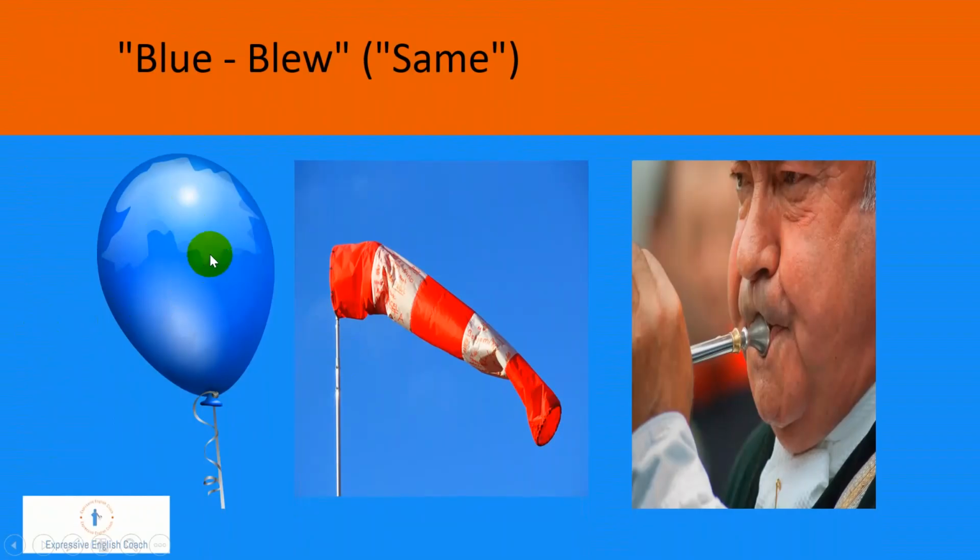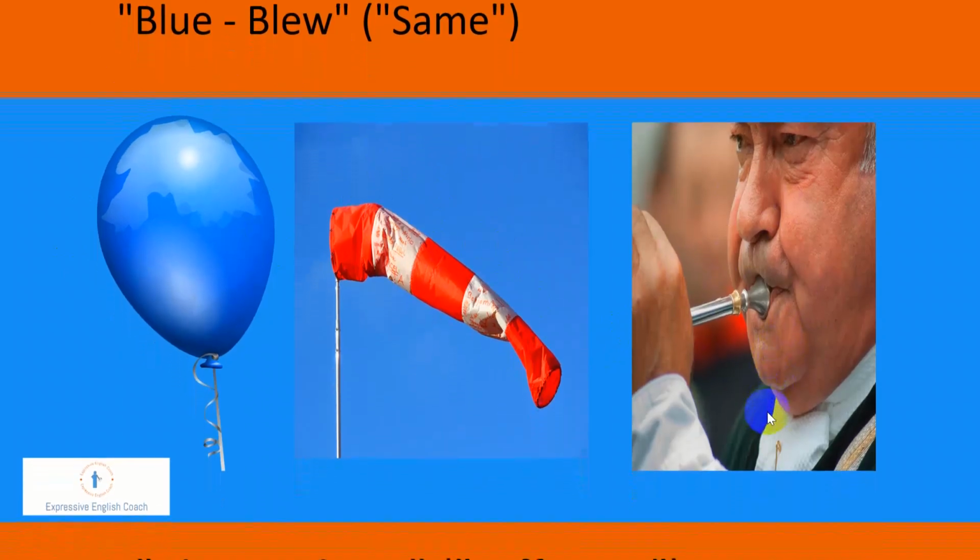Like a blue balloon, like a blue windsock. The second blue is the past tense of the verb to blow. Blew is the past tense of the verb to blow. So the first one is a blue balloon, the blue color. I love blue balloons. He blew the windsock, or blew a trumpet. Same, it means the same.